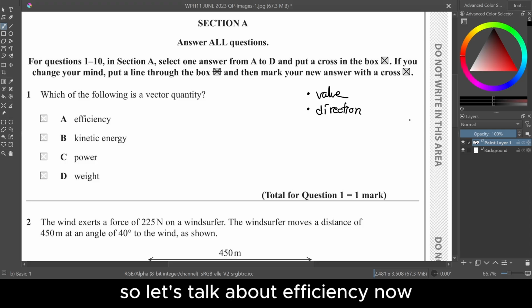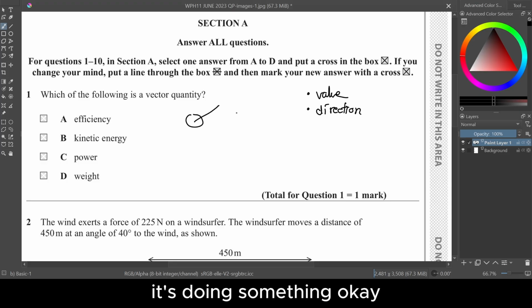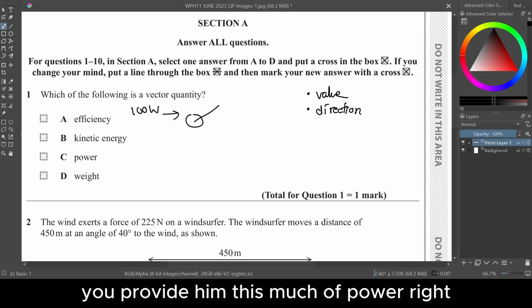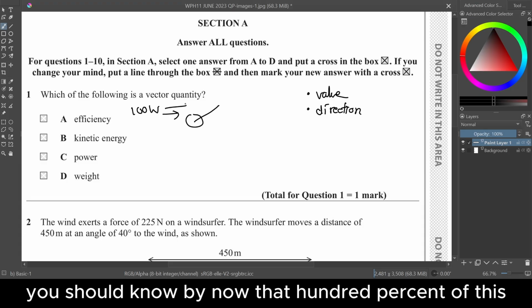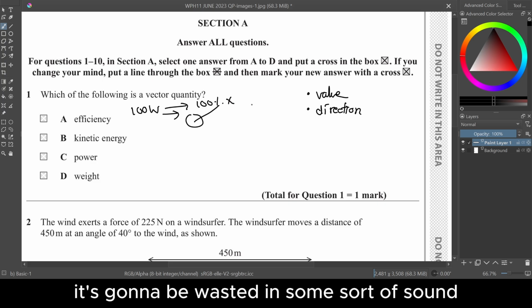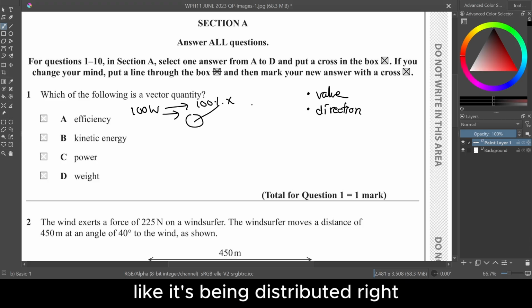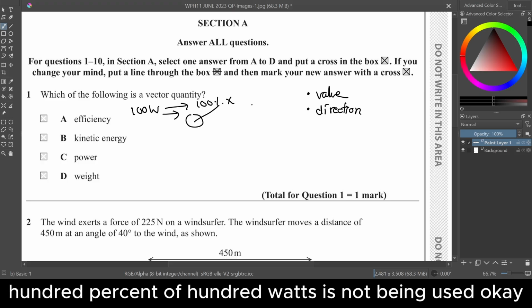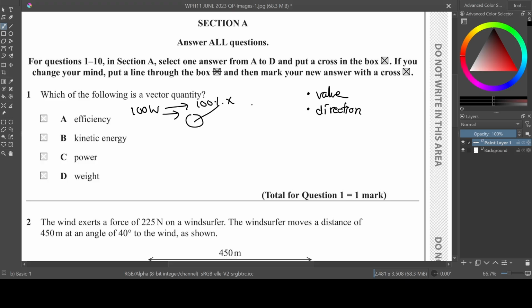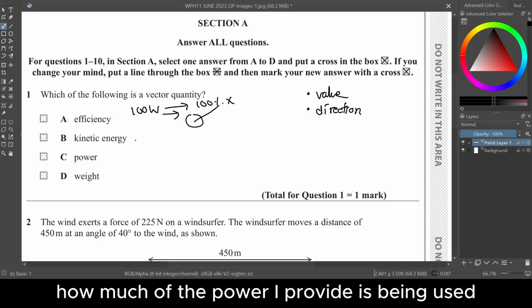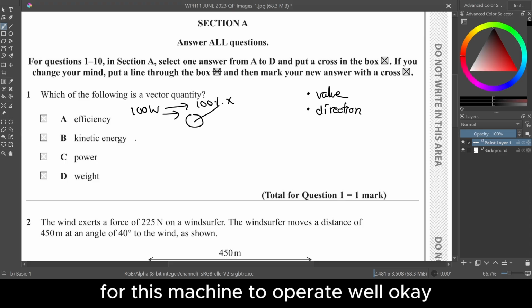So let's talk about efficiency. For example, you have a machine, right? It's doing something, and you provide it with 100 watts of power. You should know by now that 100% of this 100 watts is not going to be used. It's going to be wasted as sound, maybe some heat. 100% of the power is not being used. So we use the efficiency formula to calculate how much of the power I provide is being used for this machine to operate well. That's it.